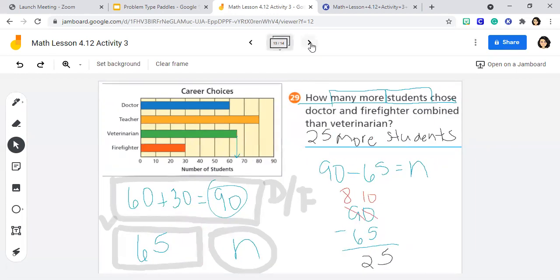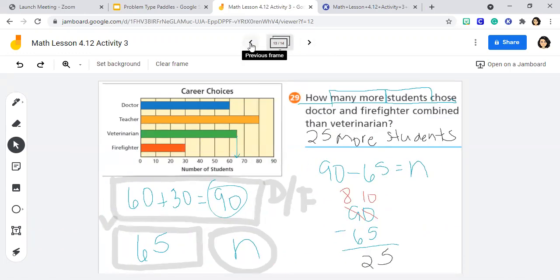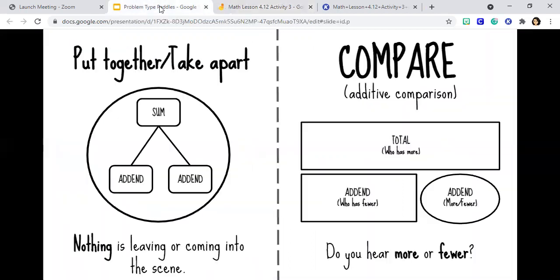Let's look at 29, which I believe is, yep, that's the last one for your check for understanding. How many more students chose doctor and firefighter combined than veterinarian? So remember that when you hear the word more, this is an additive comparison. And I always want to use this template so I know what goes where. The number who has more is on top. The number or whoever has fewer is on the bottom. And in this circle part, a different shape, is how many more or how many fewer.